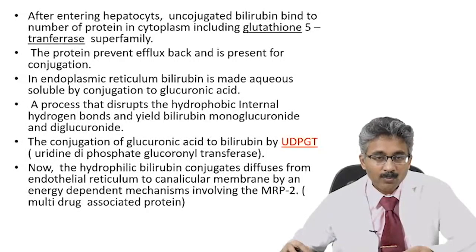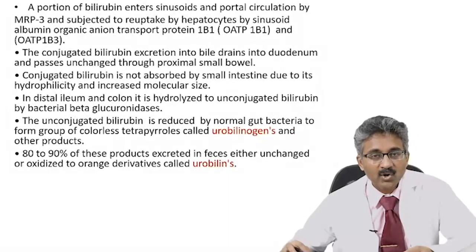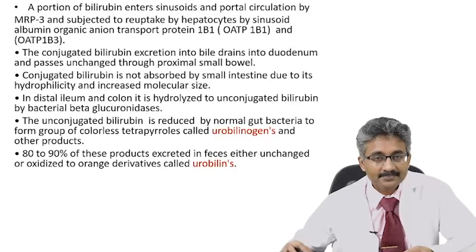From the endoplasmic reticulum, it diffuses to the canalicular membrane by multidrug resistance protein 2, MRP2, into the biliary canaliculus. A portion of the bilirubin enters the sinusoid and portal circulation by MRP3, and a portion can be re-uptaken by the hepatocytes by these two proteins, the organic anion transport proteins OATP1B1 and OATP1B3.